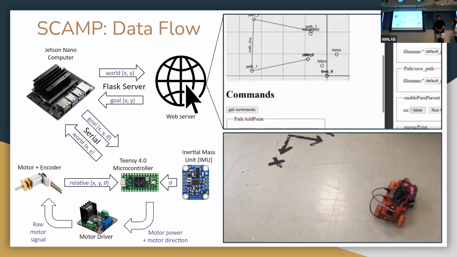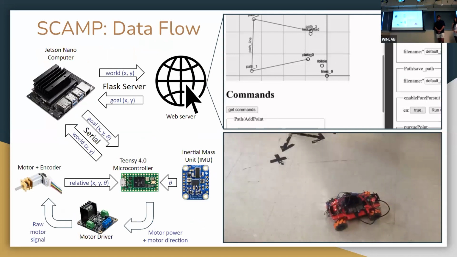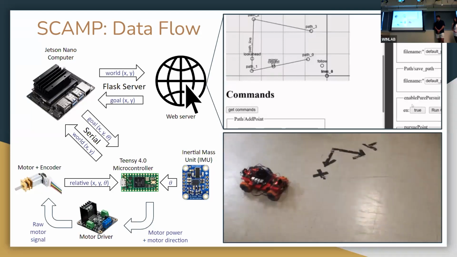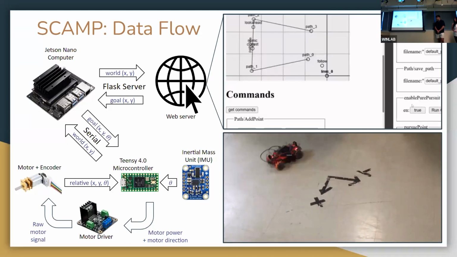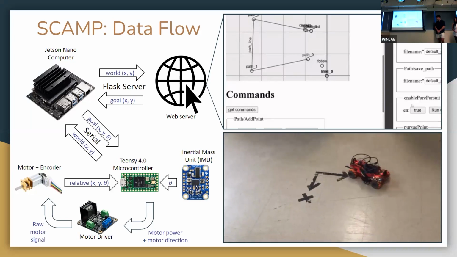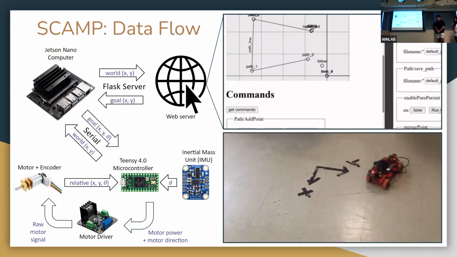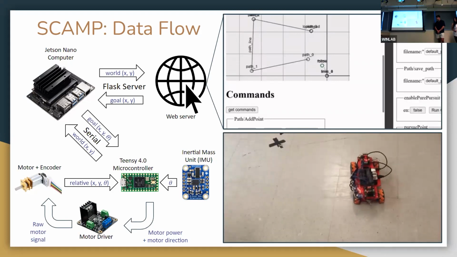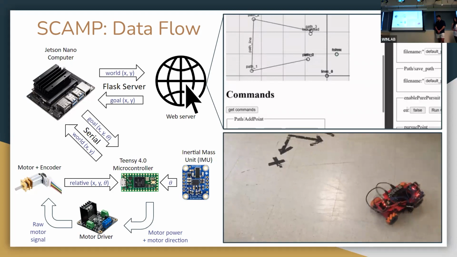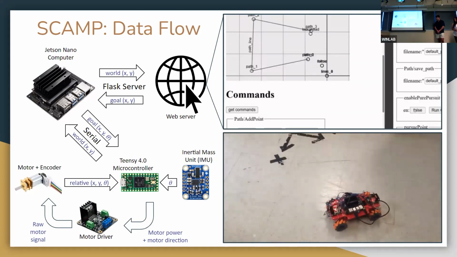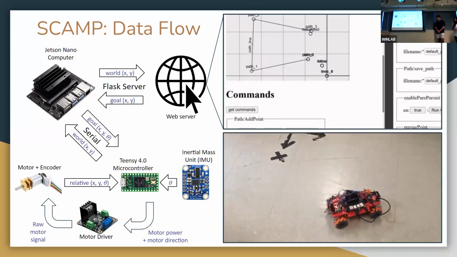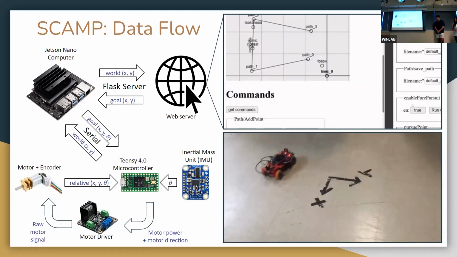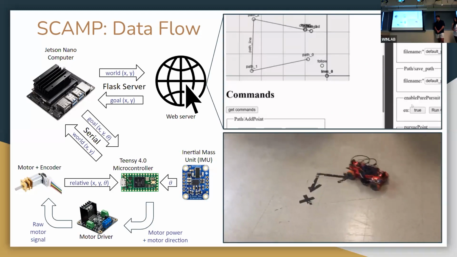Okay, so I can go into how the data flow in our pathfinding car goes. So down here, we have a Teensy microcontroller, which basically controls all of the hardware, like the IMU and the motors. And communicating to the microcontroller is a Jetson Nano, which is basically a full-on computer that runs Linux. And we're running ROS on that, and it communicates to the Teensy through serial. And then the Jetson Nano also runs the Flask server, which we highlighted earlier.